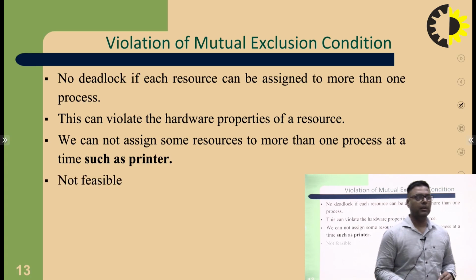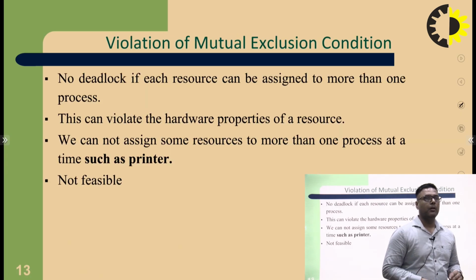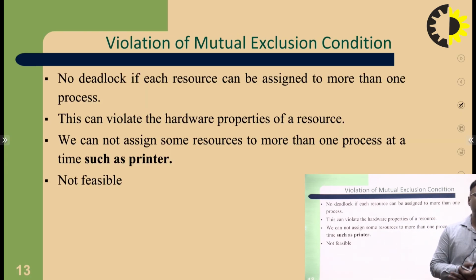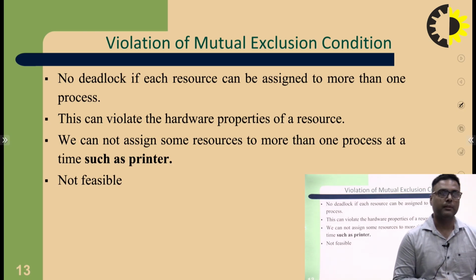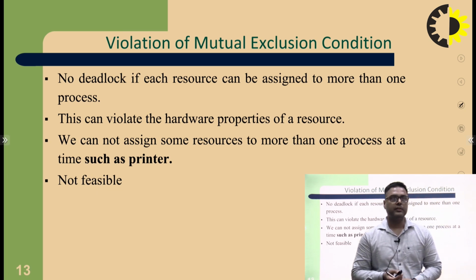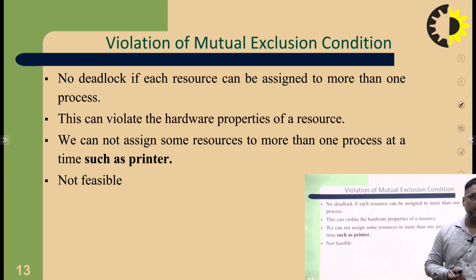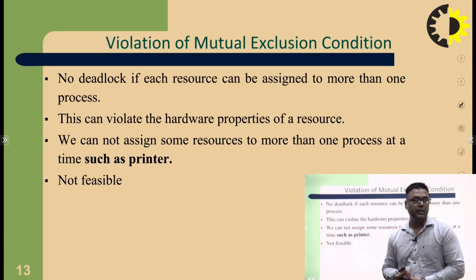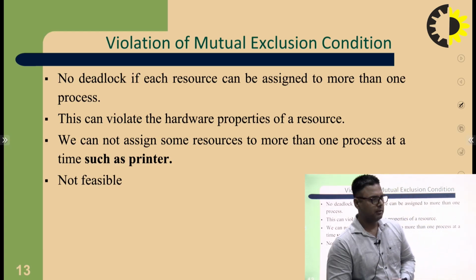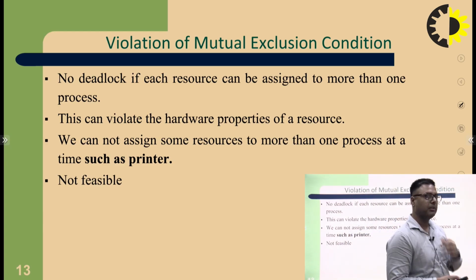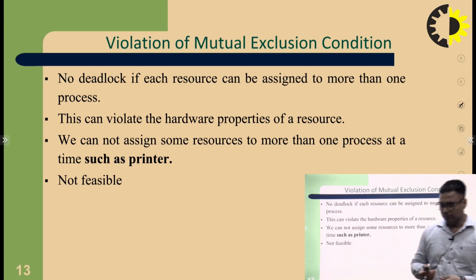Here we mention violation of the mutual exclusion condition. There is no deadlock if each resource can be assigned to more than one process, that means the resource is shareable. But this can violate the hardware properties of the resource. We cannot assign some resources, such as a printer, to more than one process at a time, so it is not feasible. So the mutual exclusion condition cannot be made false.